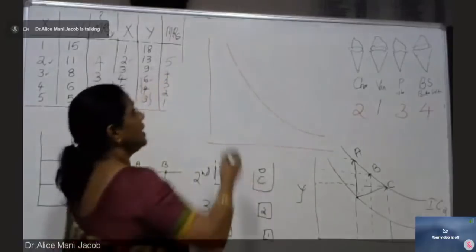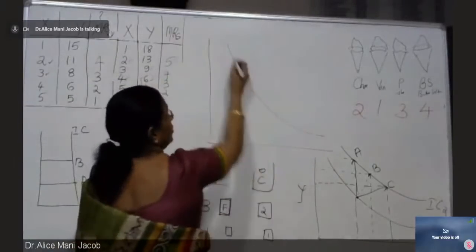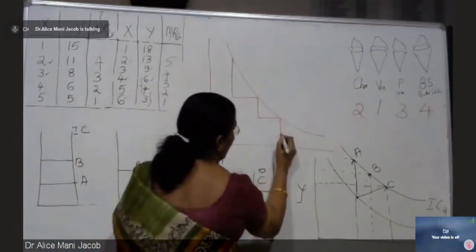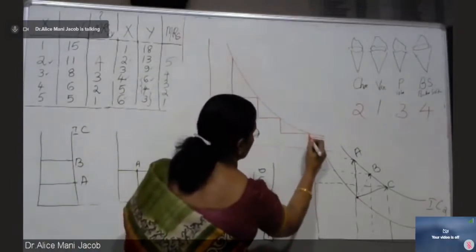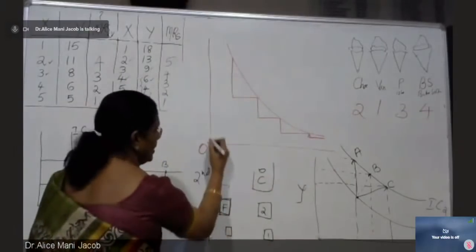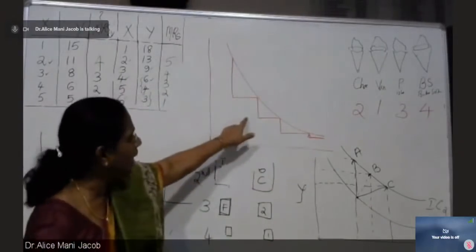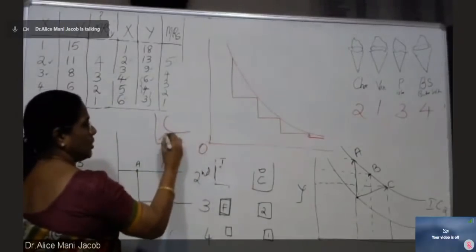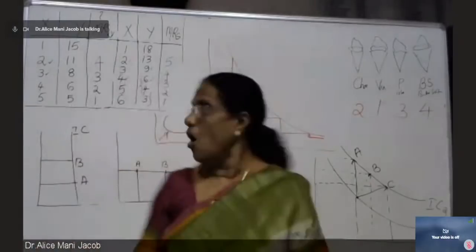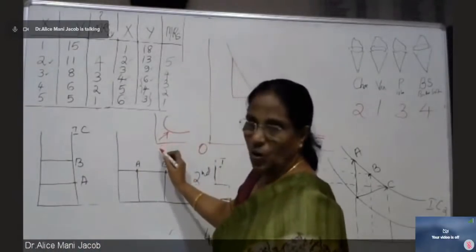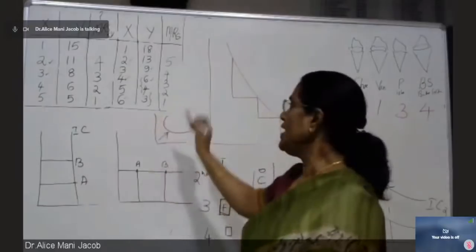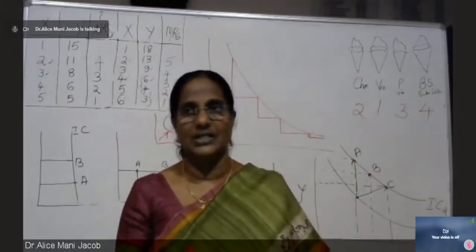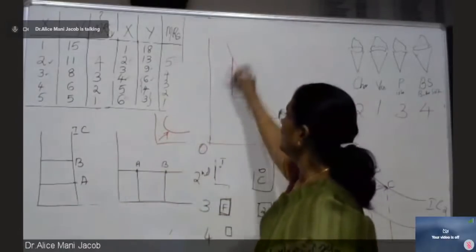And what is the shape actually? It is convex to the origin. What is the meaning of convex to the origin? This is the origin. If you look from there, the curve is convex. Convex is this. That is the meaning of convex to the origin. Why is it convex to the origin? It is convex to the origin because of diminishing marginal rate of substitution.